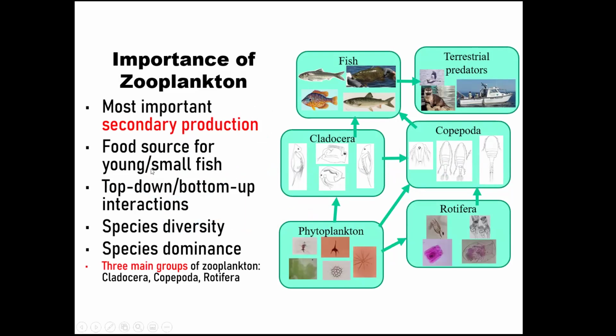And those are 3 groups: Cladocera, copepods, and rotifers. So that's the zooplanktonic community that really drives the food web that supports the fishery.